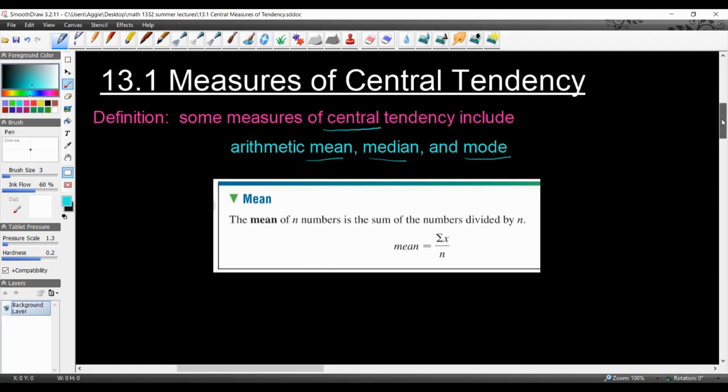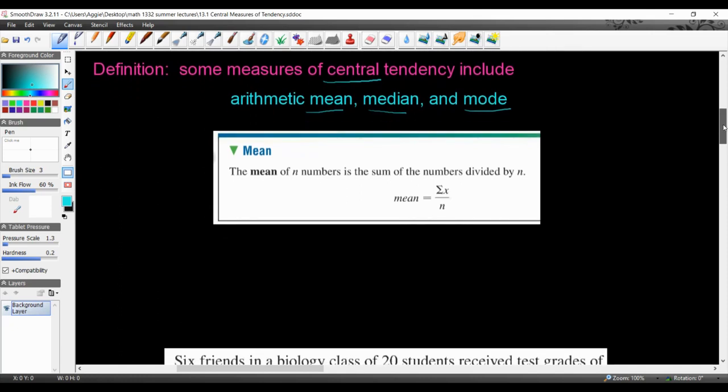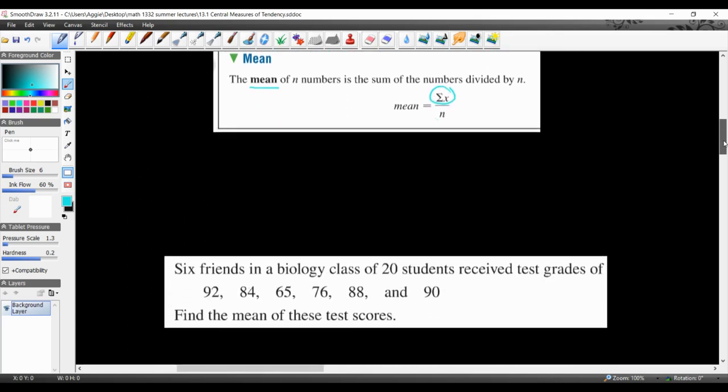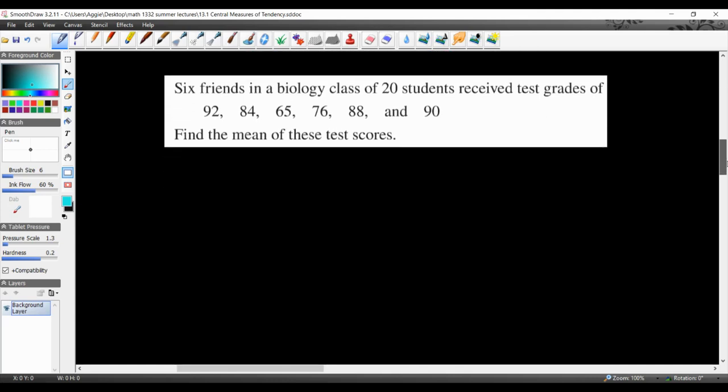So the first one we have here is our mean, okay? And that's the one I just said. It's the mean of n numbers, the sum of the numbers divided by n, okay? So we add everything up and divide it by the number of terms. So we're going to jump right into an example, and I'm pretty sure you've seen this before.